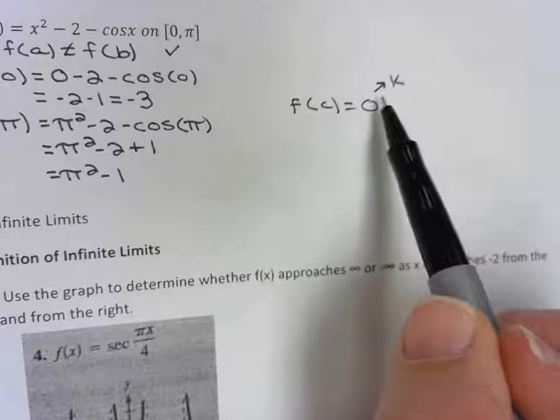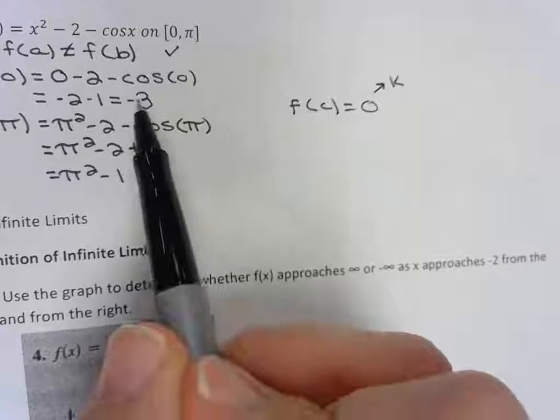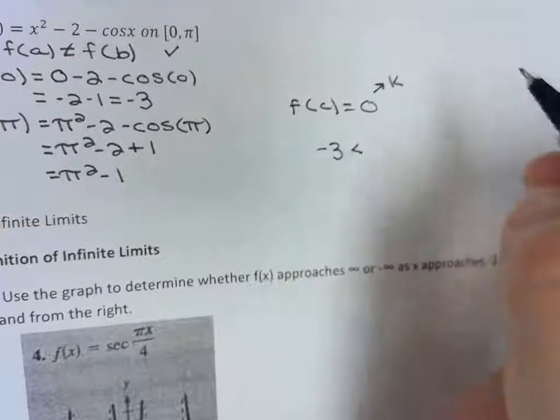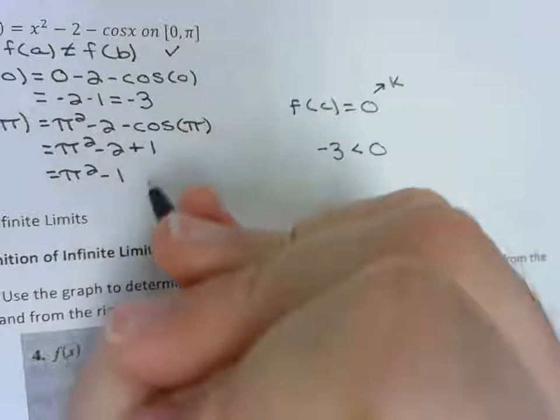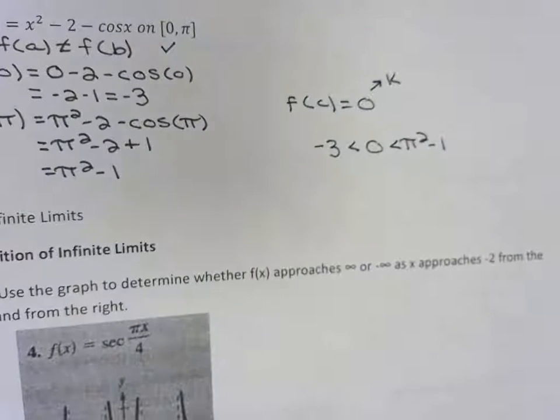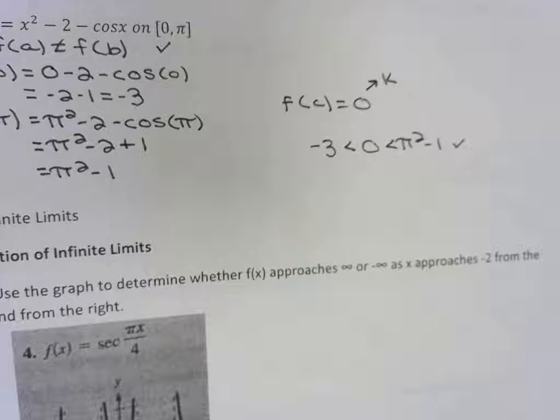And this K value has to be between f of A and f of B. So is 0 between f of A and f of B, which is pi squared minus 1? So K has to be between those two y values. Is 0 between negative 3 and pi squared minus 1? Yes. So we are good. So that's how we show the intermediate value. So brand new. The actual math isn't super terrible. It's just that definition. It's brand new. You haven't worked with it a whole lot. Okay. So we're good with that.